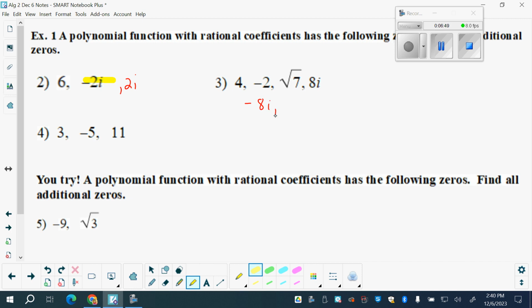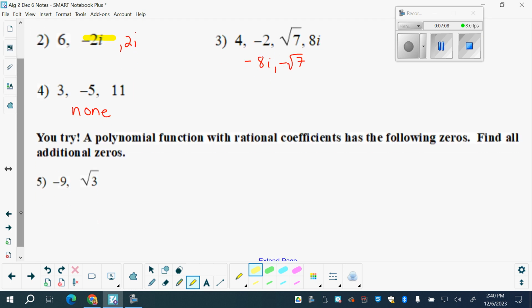Negative 8i and negative square root 7. That's right. So there's 2 of them on that one. Are there any additional zeros on number 4? No, none. No additional zeros because they are just integers. So we're good.